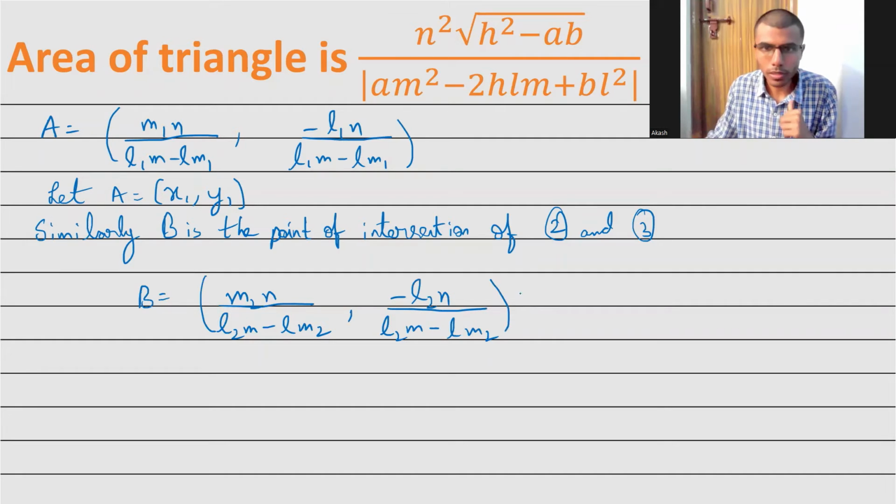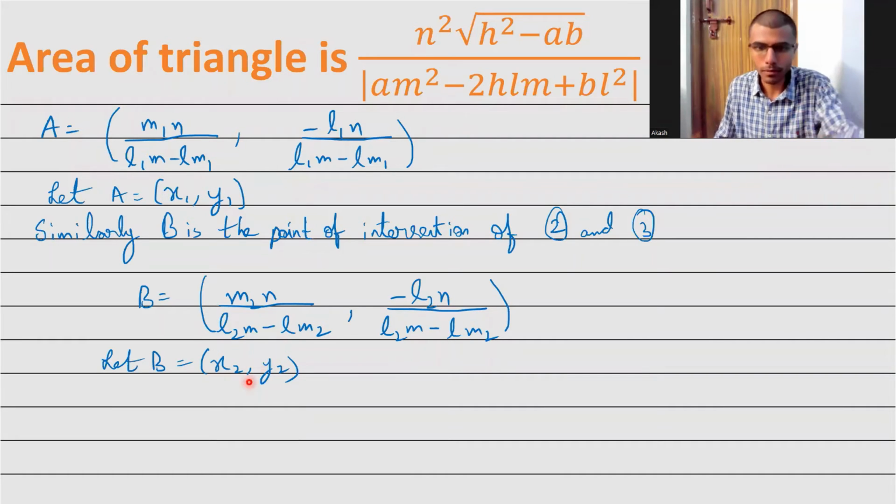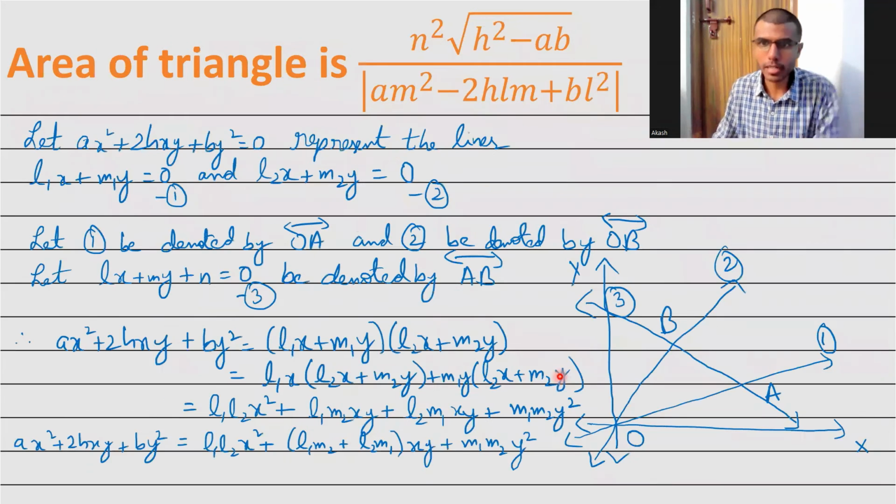Fine. And I'm going to denote this one as, let B equal to (x2, y2), so that it's easier to put it in the formula. Now, area of triangle OAB. They had requested us to find the area of triangle OAB. Now this is nothing but half into modulus of x1 y2 minus x2 y1, since the origin is one of the points, our entire formula will come out to be that.